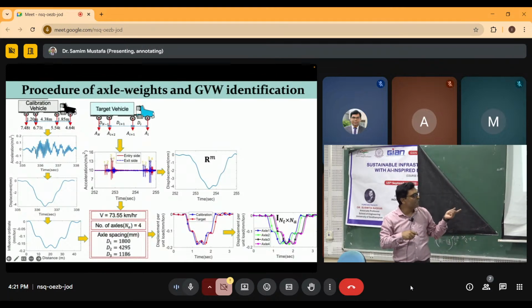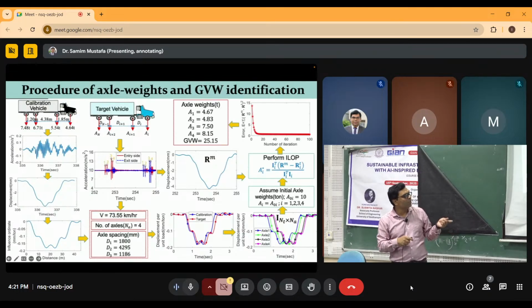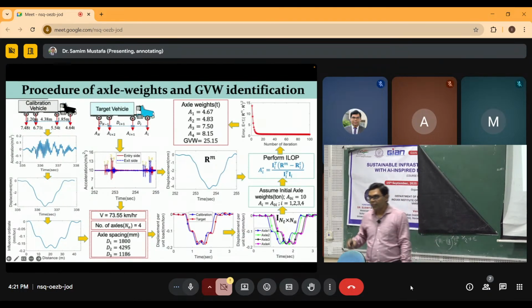Now based on the number of axles, you have to construct the influence line matrix. This is the influence line matrix. Then from there you just solve the equation and identify the axle weight. So that is as simple as that.